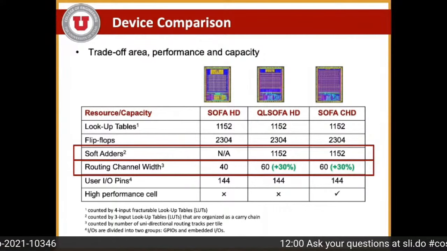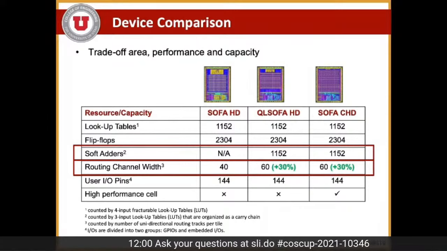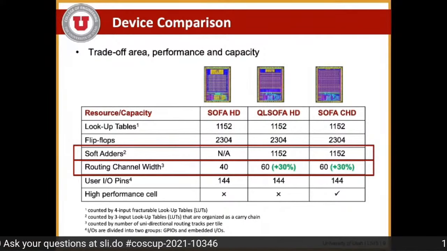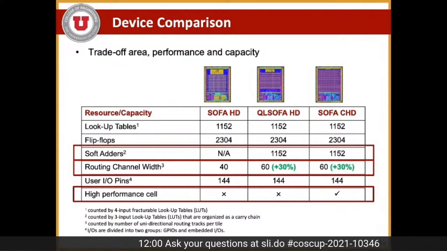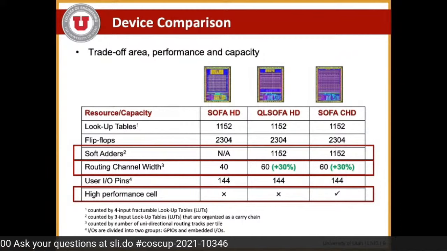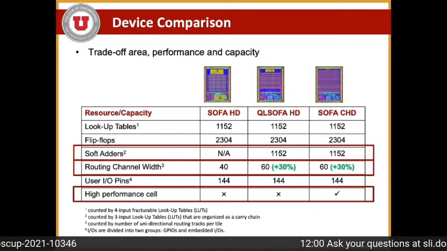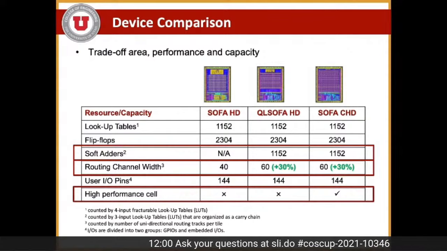In the latter two eFPGA IPs, we also boost the routability by adding another 30% more routing tracks to the architecture. More interestingly, in the SOFA CHD version, we developed a few high-performance cells which can boost the performance by 2 times, and details you may see in later slides in this presentation.